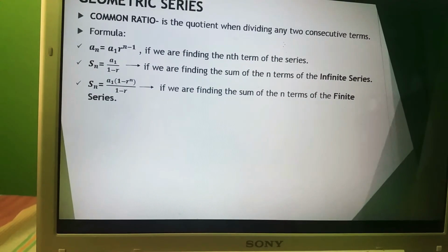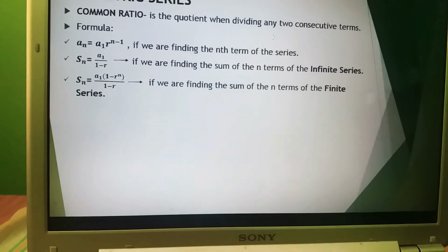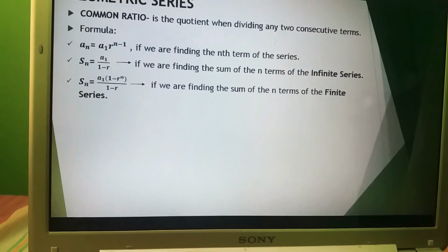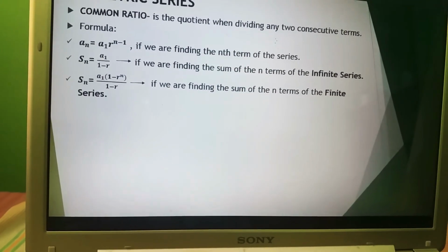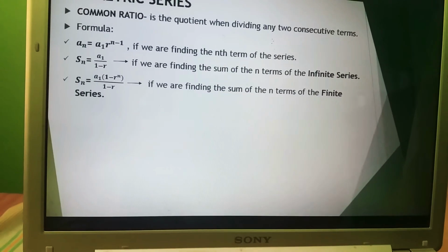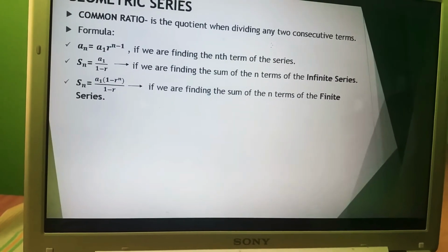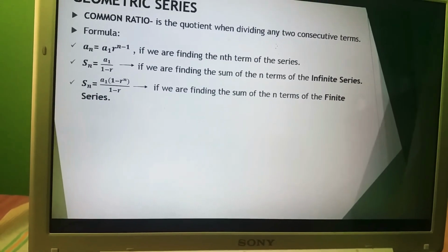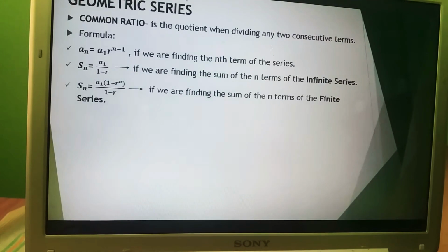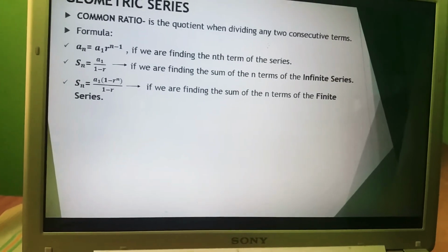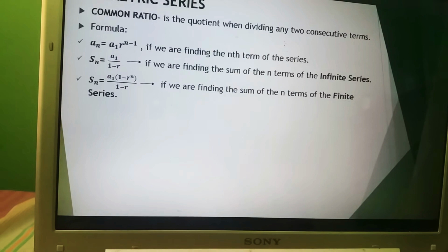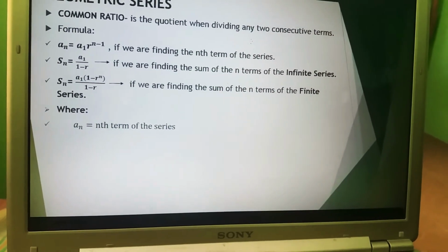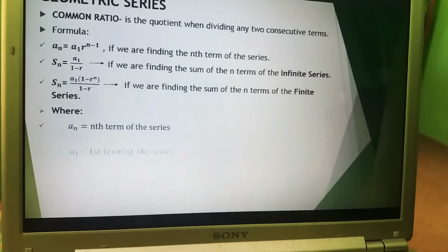Baliktad. Kung may limit, finite. Kung walang limit, infinite. Tama? So yan. Kasi kung walang given na n, ibig sabihin, infinite siya. Walang hanggan, tuloy-tuloy. Kung may given na n na number of terms, ibig sabihin, may limit siya, may boundary siya. It will stop. Tama?